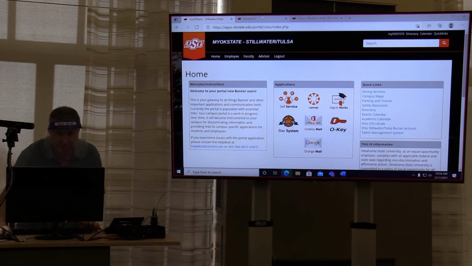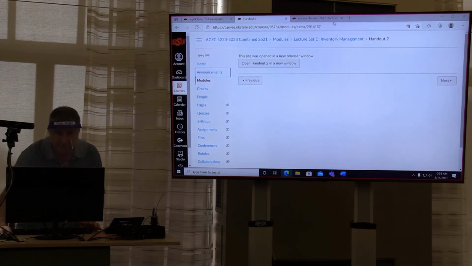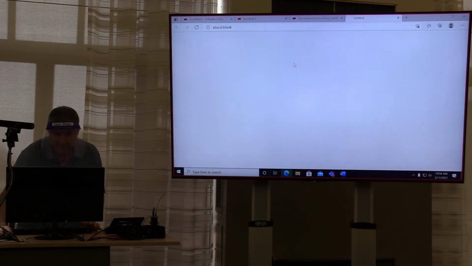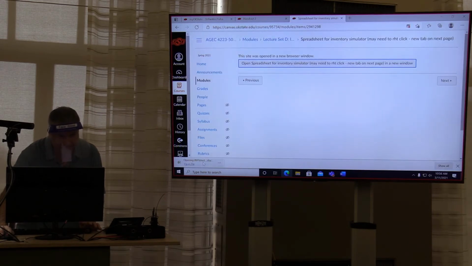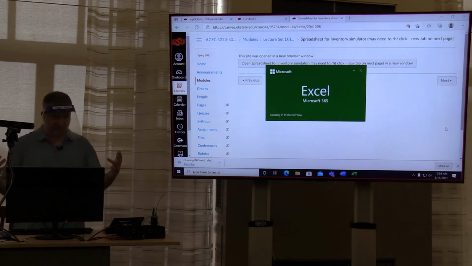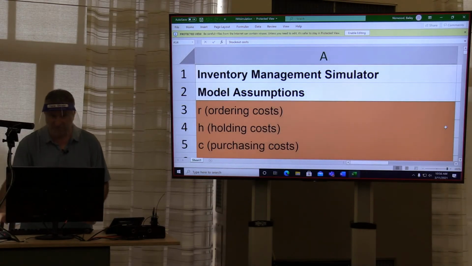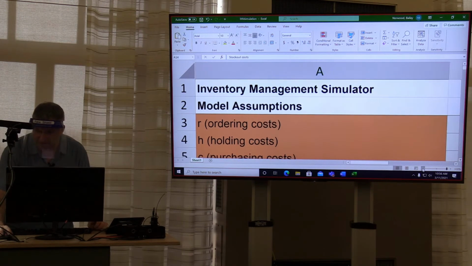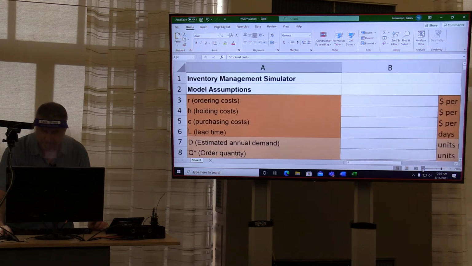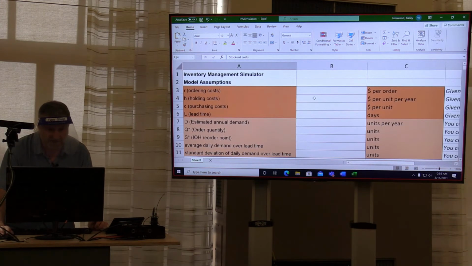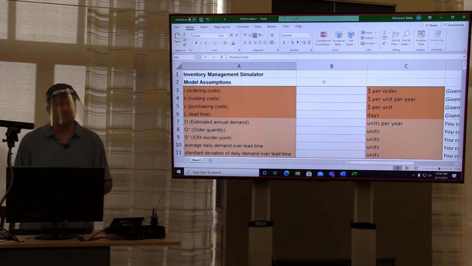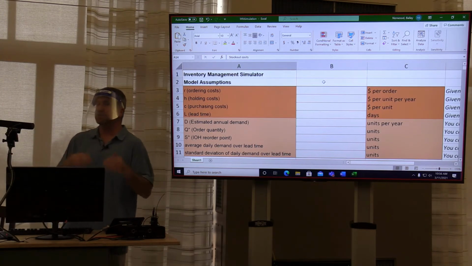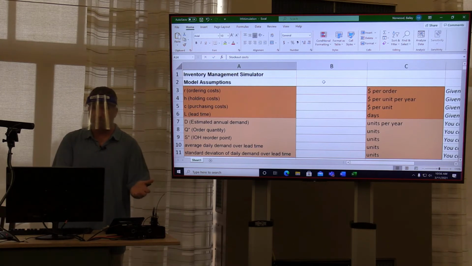So what you're going to do: I've got this spreadsheet already made for you. This is just a template, and you're going to fill it in with stuff. It's an inventory management simulator. Some things I'm going to give you are things you wouldn't really use on the job, but I've got to have some standardized way that you're doing this worksheet for me to be able to grade your work.